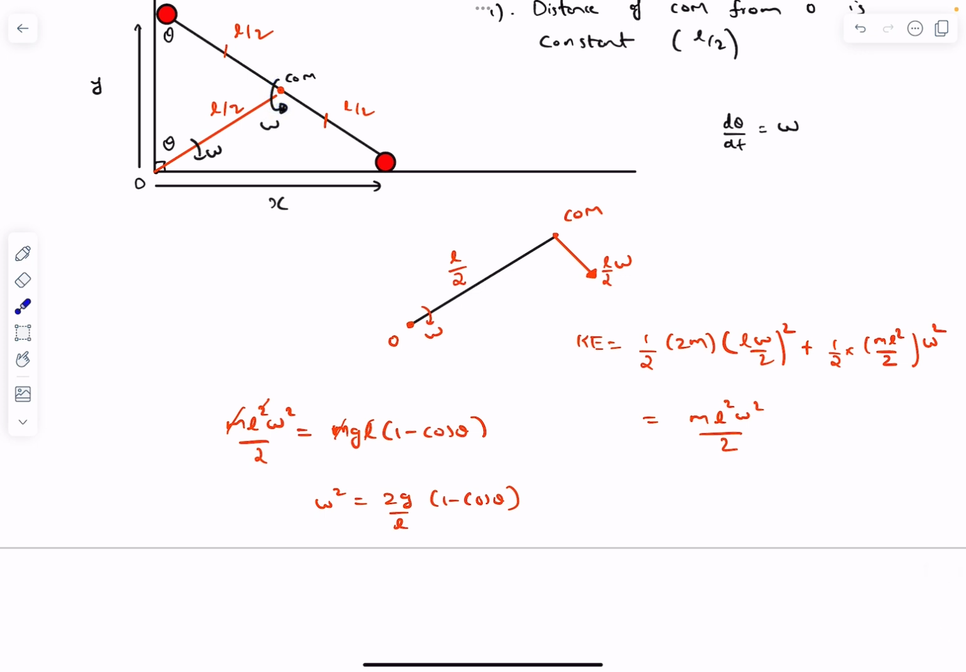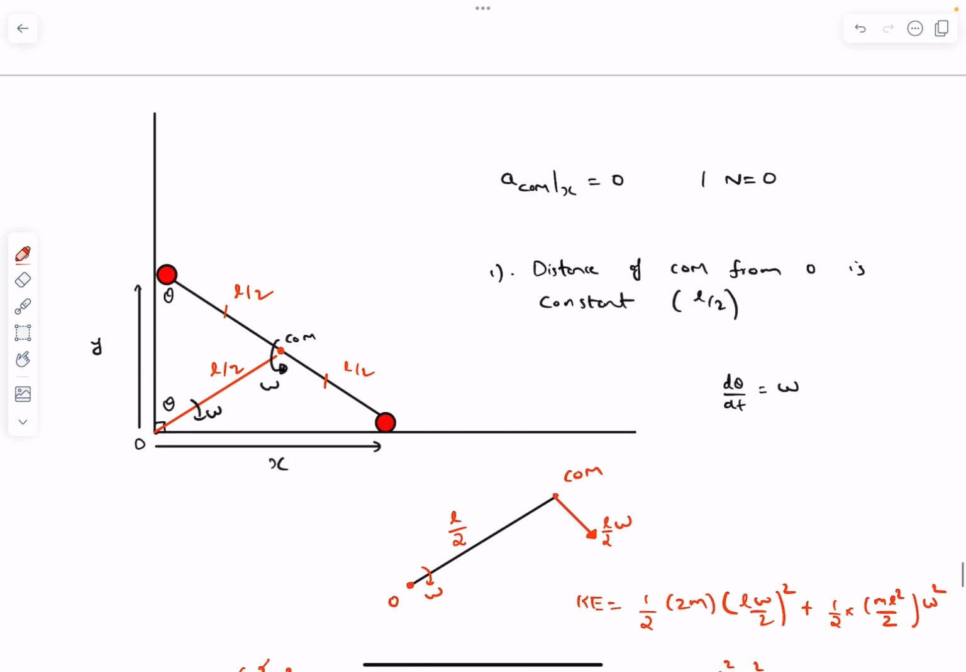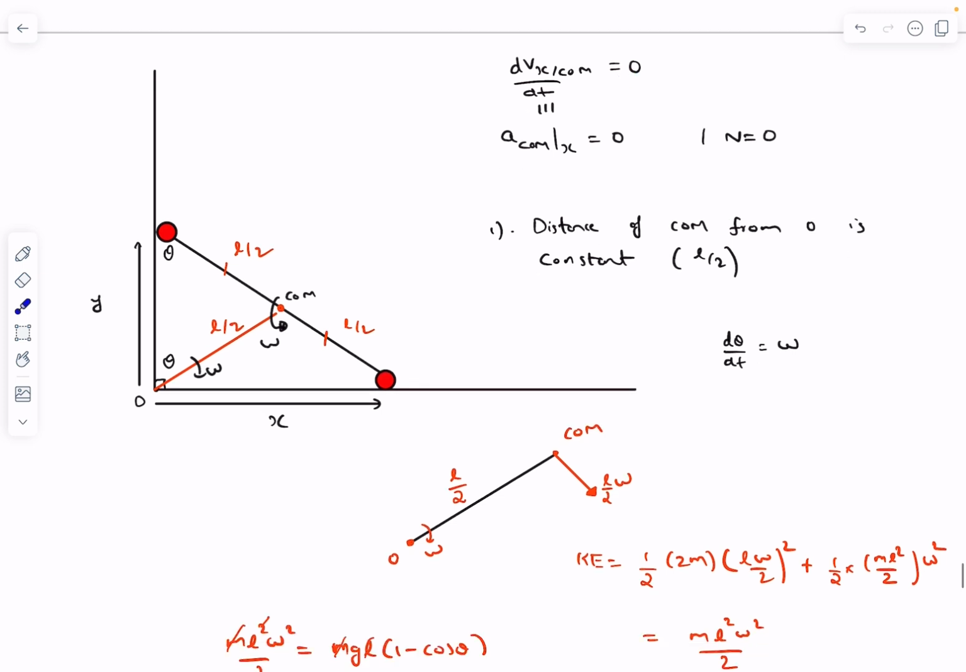So now why did we do this? The main purpose was ultimately we wanted to use this particular fact, and that is the acceleration of the center of mass in the x direction is 0. So we can also say that the rate of change of the x component of the center of mass velocity with respect to time is 0. So if we can find the x component of velocity of center of mass, we can just differentiate it with respect to time and set it equal to 0. Okay, so that will give us the required condition.